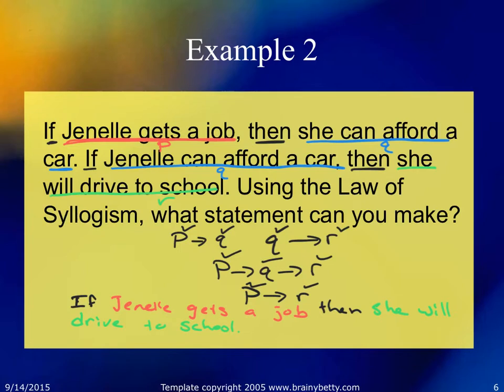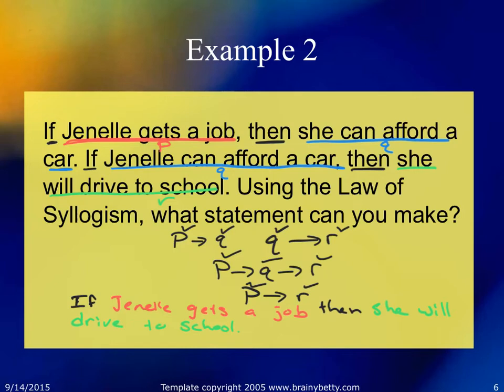So notice what we did was we dropped that blue part in the middle because logically we didn't need to name every step. If the first thing is true, then the last thing is also going to be true. Because if she gets a job, then she can afford a car. Well, if she can afford a car, then she's going to use it to drive to school. Whereas the law of detachment just says if the first thing is true, the second thing is true, syllogism says if the first thing is true, then the second thing is true, and if the second thing is true, then the third thing is true. It brings all those ideas together into one shorter statement.